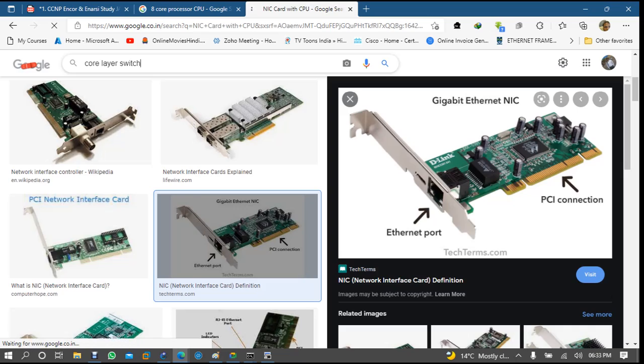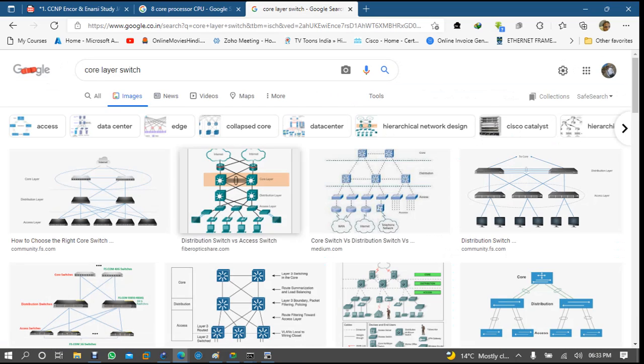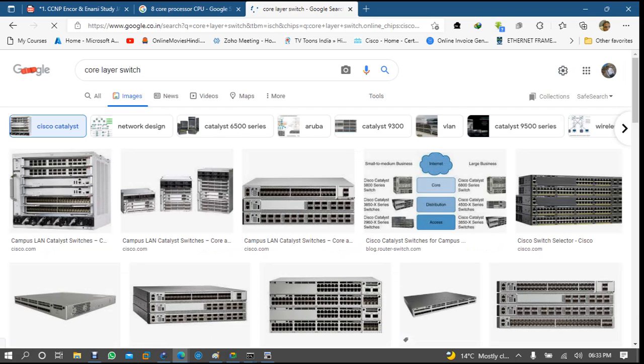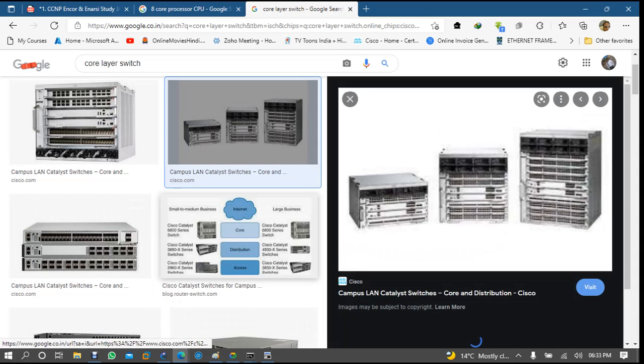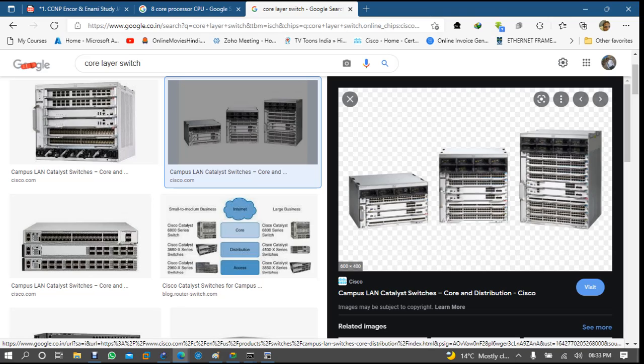See, we cannot configure this, but we should know about it. You know the OSI reference model, right? We may not do something with the OSI reference model, but we should know it. These are core layer devices, especially the fourth layer. See how big these are.